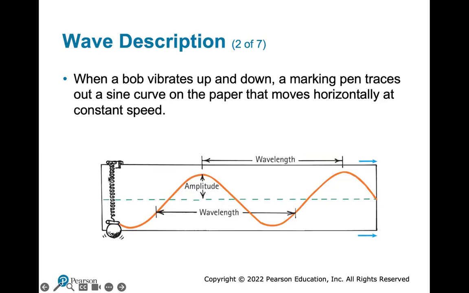They have a swinging bob. This is a spring pendulum. This isn't a regular pendulum. When a bob vibrates up and down, a marking pen traces out a sine curve on the paper that moves horizontally at constant speed. And what are the things that we look for here? You can see from peak to peak, that's a wavelength. From trough to trough, that's a wavelength.